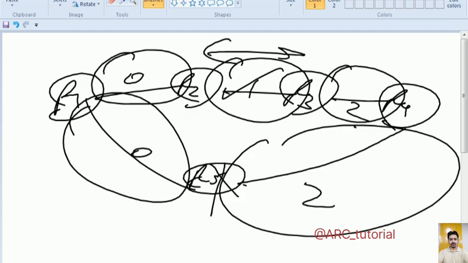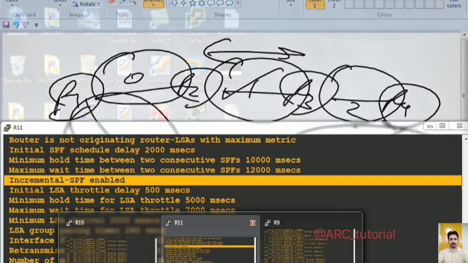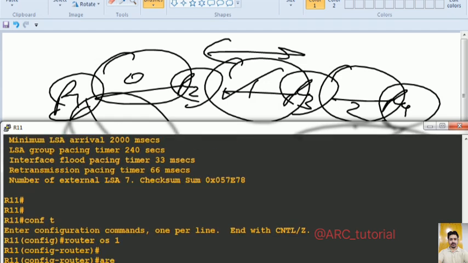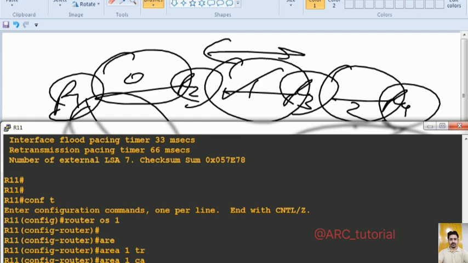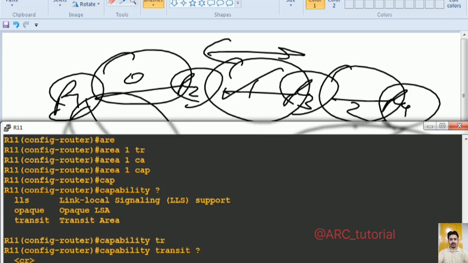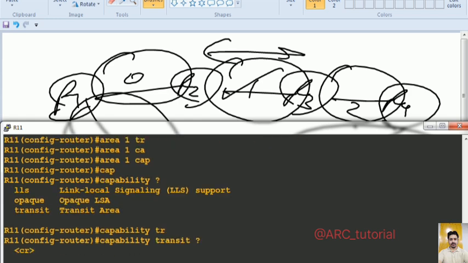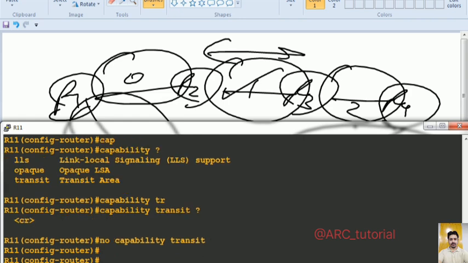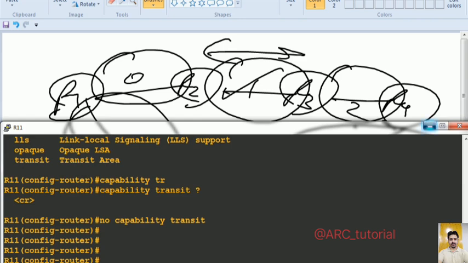And I hope that the command is, I don't exactly remember, but the command will be something like this: router OSPF 1, area 1, no capability transit. You have to configure this command. I'm not 100% sure, but the command is something like this. And I hope that you have also understood the uses of this command as well. That's the only use of this thing.